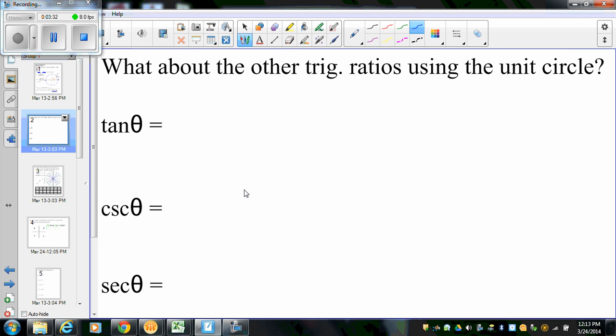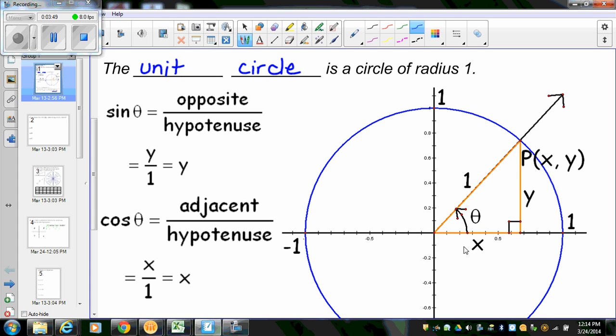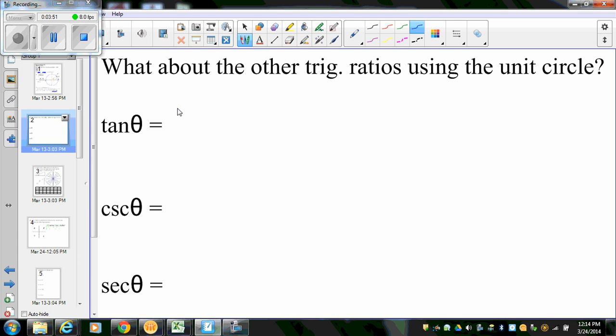If that's how we can find sine and cosine, why can't we use those same relationships on the unit circle to find the other 4 trig ratios, starting with tangent? Tangent, if you remember, is opposite over adjacent. So it would be y over x, or we could even say sine of theta over cosine of theta, since y is sine and x is cosine.